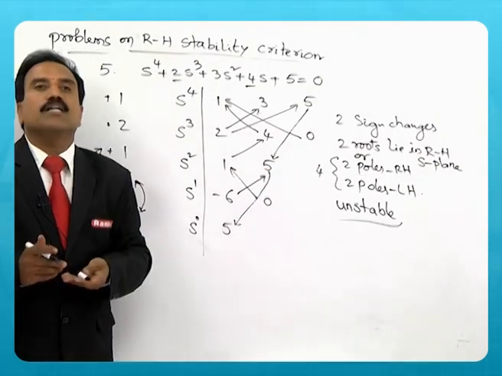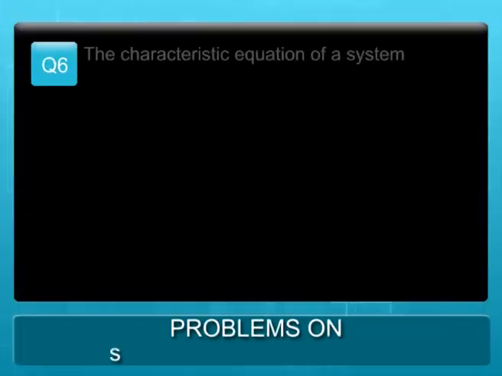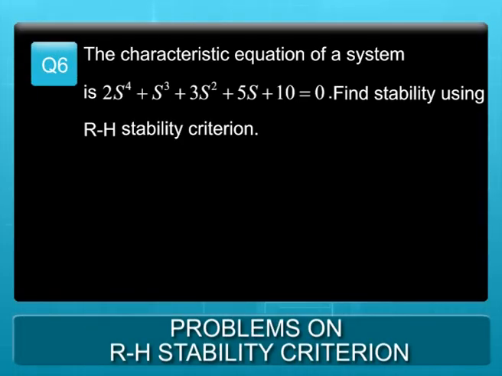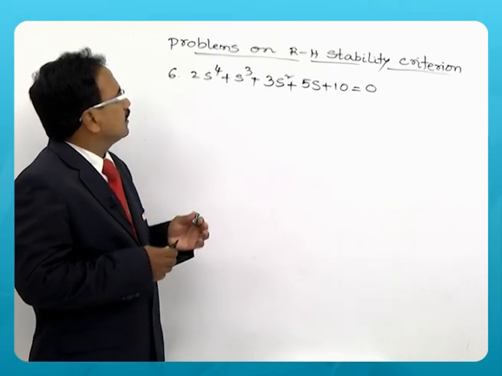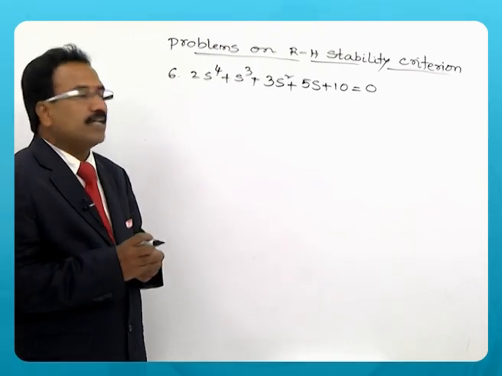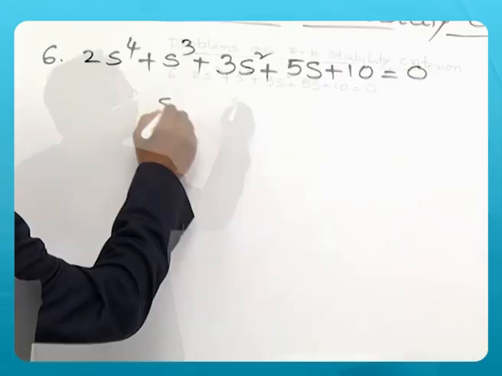So the system is unstable. Sixth problem: the characteristic equation of the system is 2s power 4 plus s power 3 plus 3s square plus 5s plus 10 equal to 0. Find out the stability of the system using the R-H stability criteria. This is a problem on the R-H stability criteria. The equation is given and we need to form the R-H table for this.